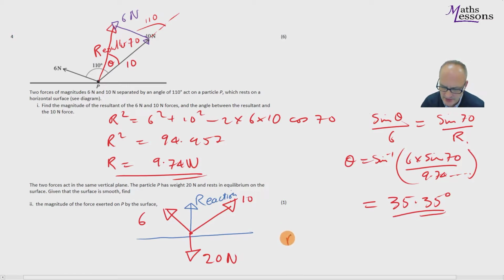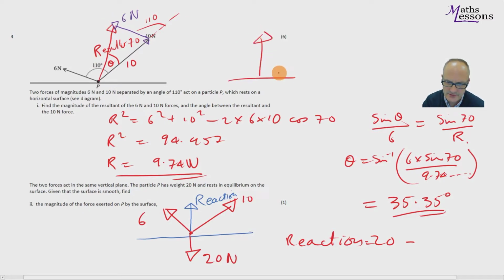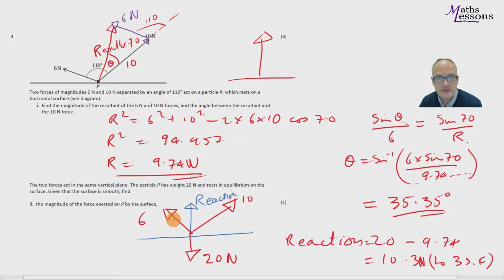So our reaction will equal the 20 newtons here, minus the resultant that we had before, because this must be acting vertically. That's our resultant. That 10 and that 6 are pulling it up, and the 20 is pulling it down. So 20 minus 9.74 gives us 10.323 to 5 significant figures when we calculate that, and that is what's going to be pushing up from the floor, or the surface that it's on.